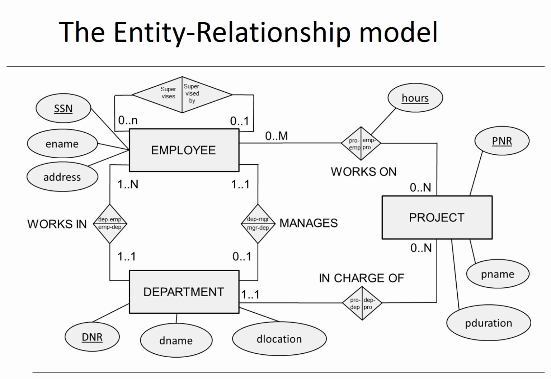A department is in charge of 0 to n projects. A project is assigned to exactly one department. An employee works on 0 to n projects. A project is being worked on by 0 to n employees. The relationship type works on also has an attribute type hours, representing the number of hours an employee worked on a project.